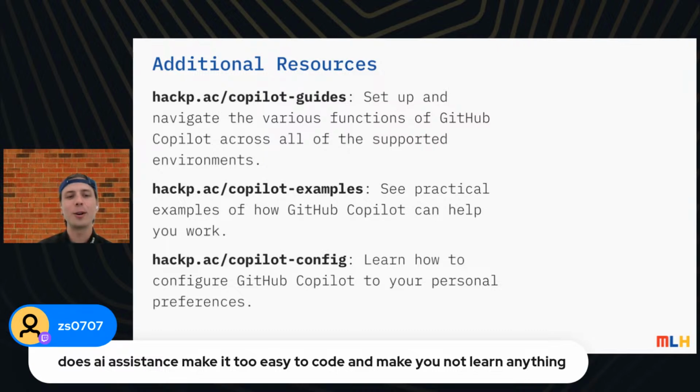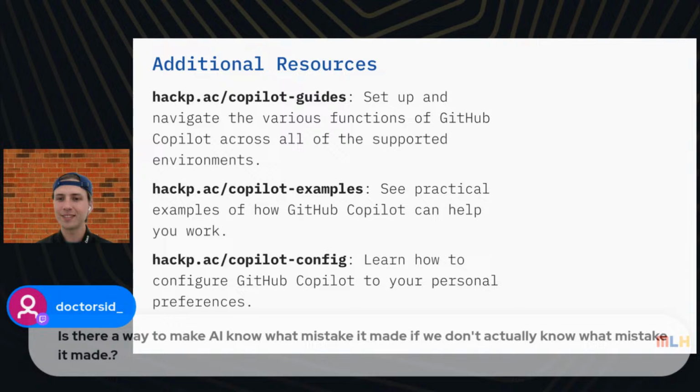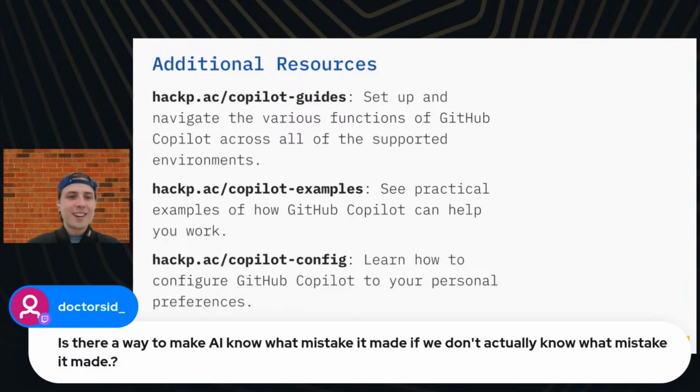It may even take you twice as long to use Copilot as you would to just learn it in the first place. So it all depends on how you're using it and whether you're using it on its own or if you're trying to use it as a complement. And that's why it's called an assistant, a programming assistant, right? Yeah, as YS says, AIs are like calculators. They help you, but they don't do the problems for you.